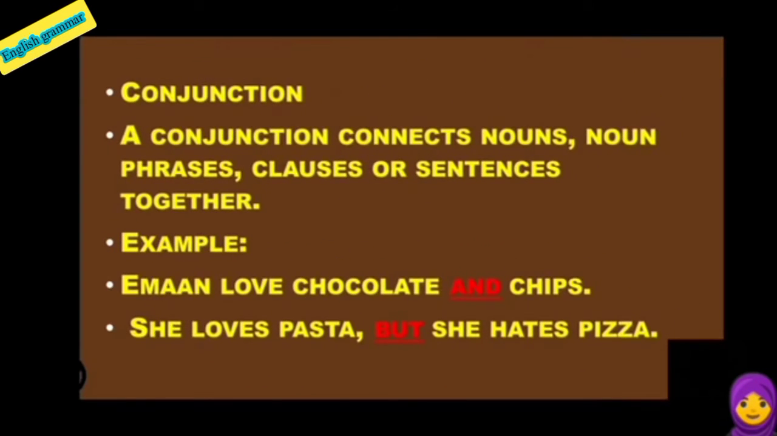The next is conjunction. It connects nouns, noun phrases, clauses, or sentences together. For example, Emaan loves chocolate and chips. She loves pasta, but she hates pizza. Here, and and but both are conjunctions. So, conjunction connects words, phrases, and clauses.